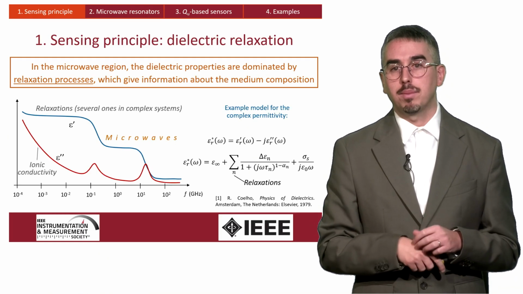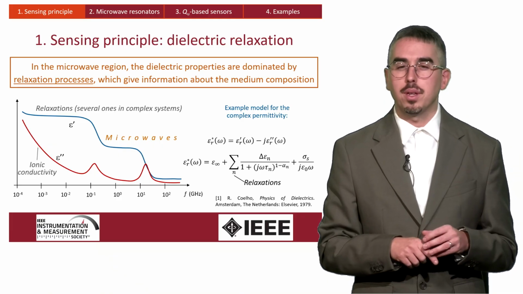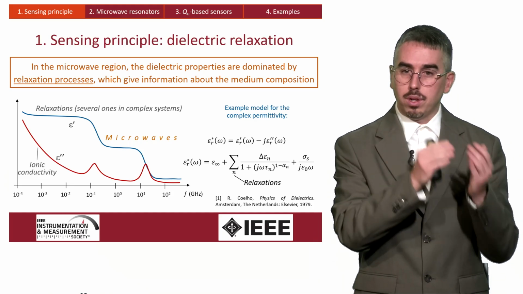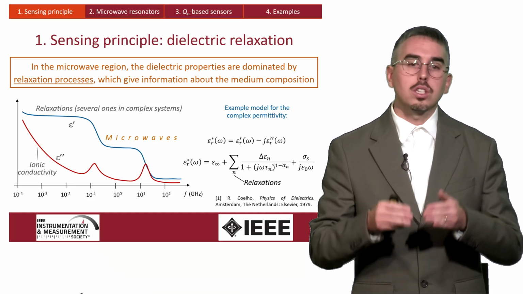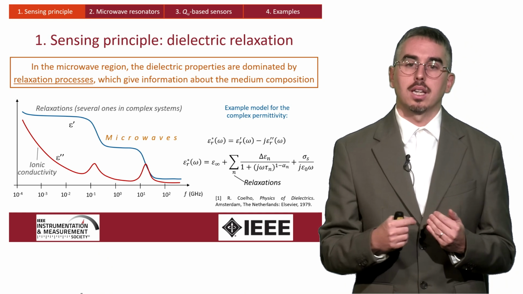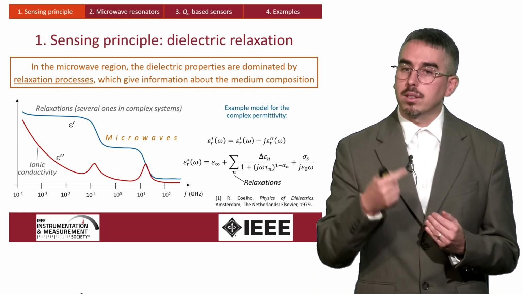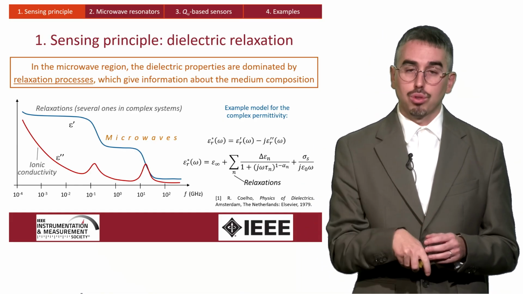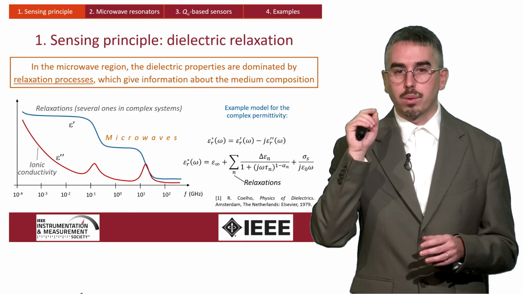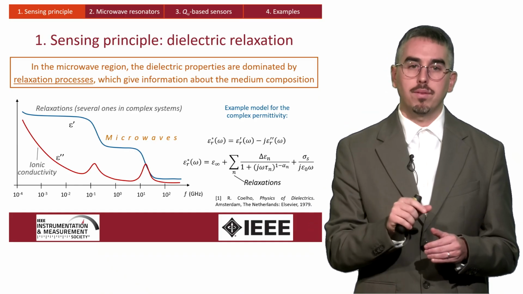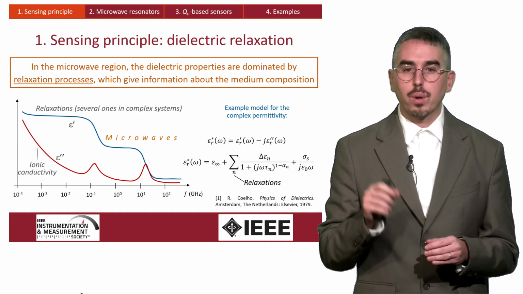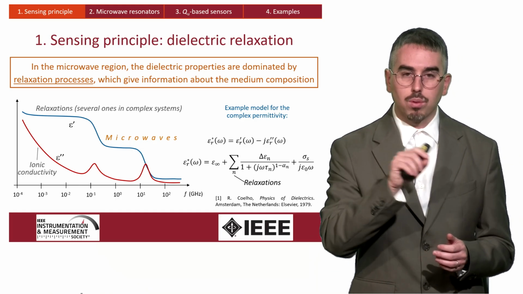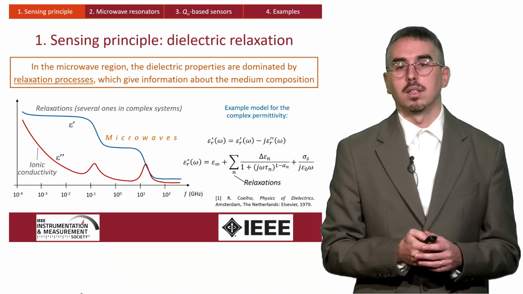This behavior has been modeled from a mathematical point of view. The permittivity has been defined as a real part and an imaginary part, and this complex permittivity has been defined as a sum of dielectric relaxations that occur at different frequencies. And in this video tutorial, I would like you to focus on the relaxations happening in the microwave frequency range, which are of great interest for analyzing the medium composition and which are of particular interest for biomedical applications.